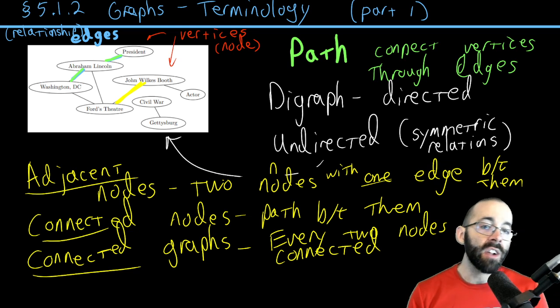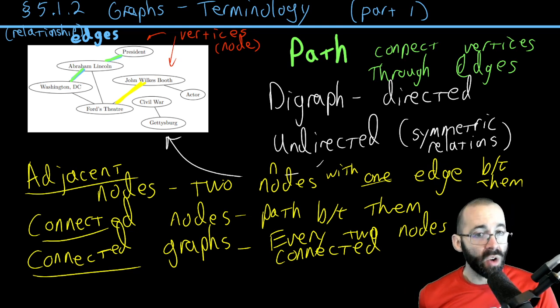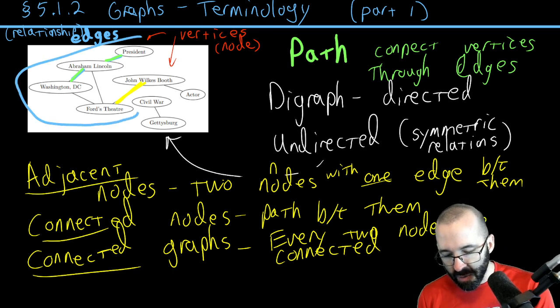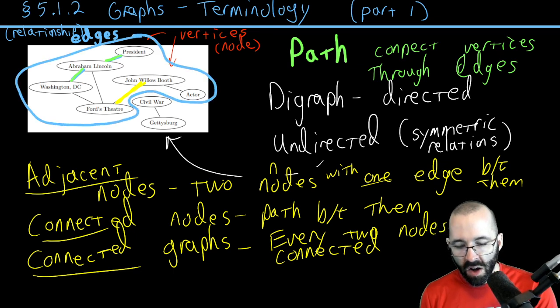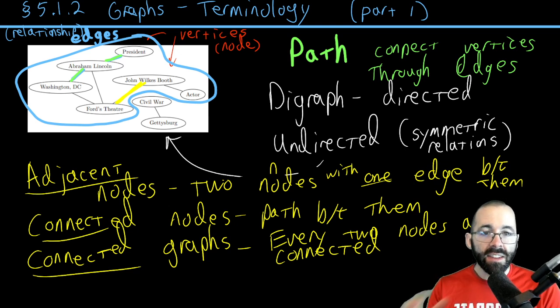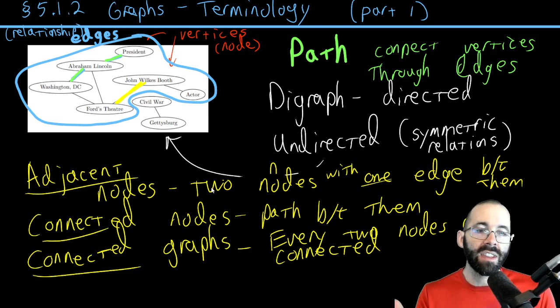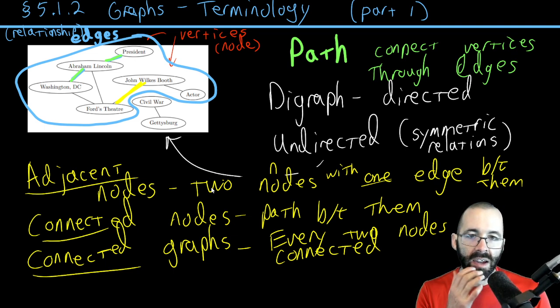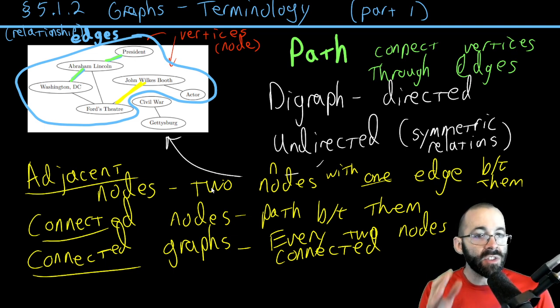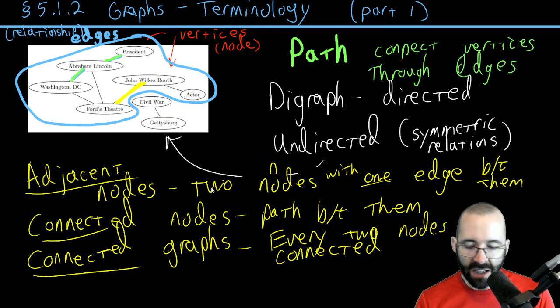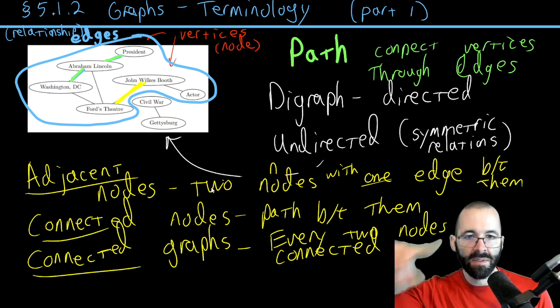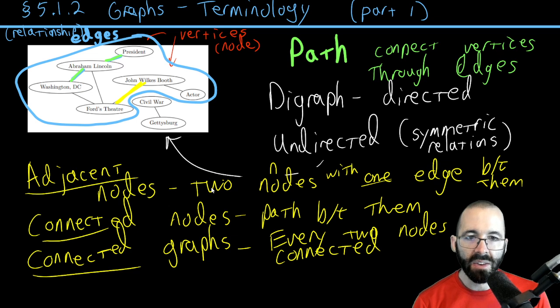Specifically, graphs that are not connected have connected subgraphs. We mentioned that this subgraph over here is connected. Everything in this blue area is connected to everything else in this blue area. There is a path between any two nodes here. And this is also a cyclic graph. There is a cycle in this graph. We can go Abraham Lincoln, Washington, D.C., Ford's Theater in a cycle.